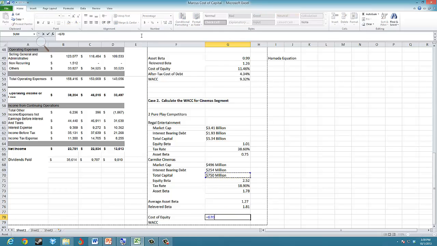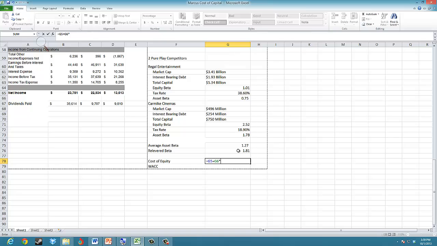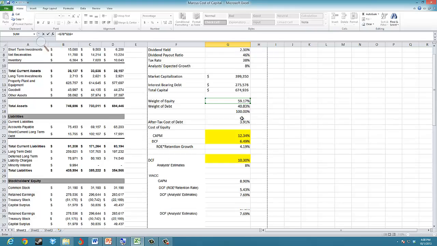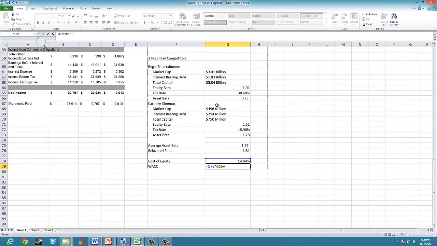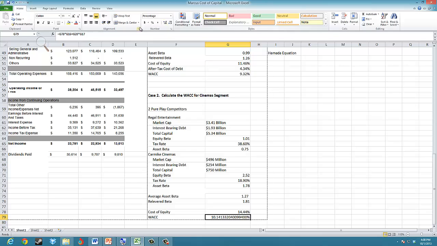Their cost of equity would then be the current risk-free rate plus the market risk premium multiplied by the relevered beta, or 14.44%, and the weighted average cost of capital is 14.44% multiplied by the weight of equity currently in their capital structure, 59.17%, plus the after-tax cost of debt that we calculated in a previous video of 3.91% multiplied by the weight of debt in their capital structure, or a weighted average cost of capital for their cinema segment of 10.14%.